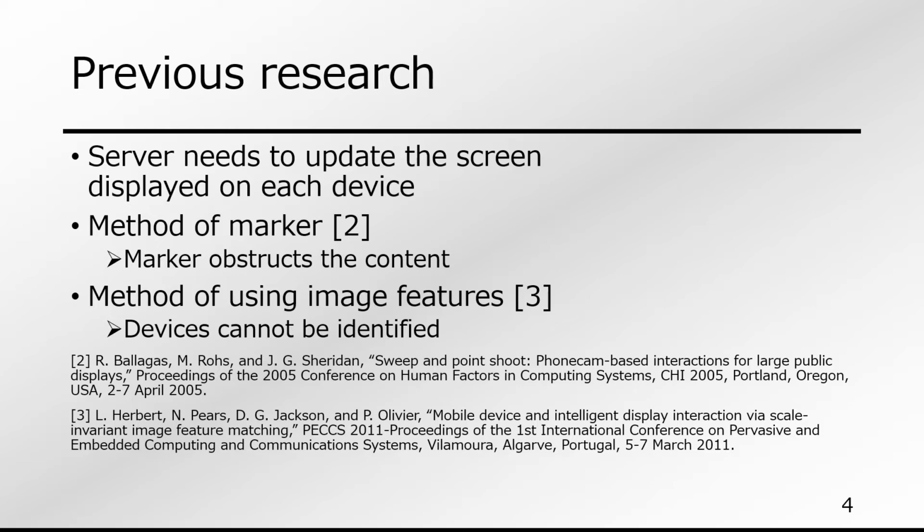To identify each device's position, orientation, and the devices from each other, markers such as a QR code and the method of using the image feature of content displayed on the device have been proposed. In this method, the marker obstructs the content of the device, and the device cannot be identified when the same content is displayed.